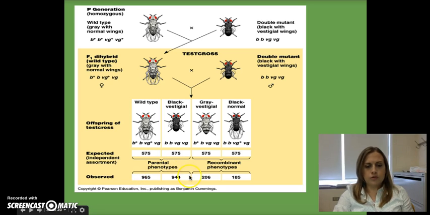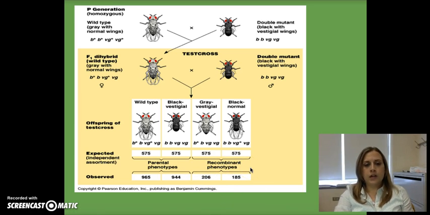And so these two phenotypes here correspond to the parental phenotypes. So one is a wild type and one is black and vestigial, so they correspond to these P generation phenotypes. And then you've got these individuals over here, which are a mix. So this guy is gray and vestigial wings, this is black and normal wings. So we call these recombinant phenotypes.